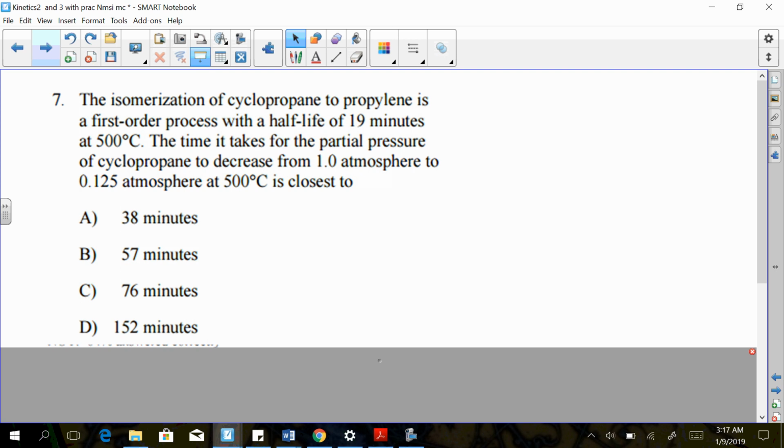Okay, so this is one of those exercises in don't let the big words throw you. Talking about isomerization. Do we care? No, we don't care. Propane. All we have to know is this is some kind of reaction going on. We don't even care what kind of reaction. What we do care about is that it's a first order process. And if it's a first order, we know there's a regular half-life. And that half-life is 19 minutes.